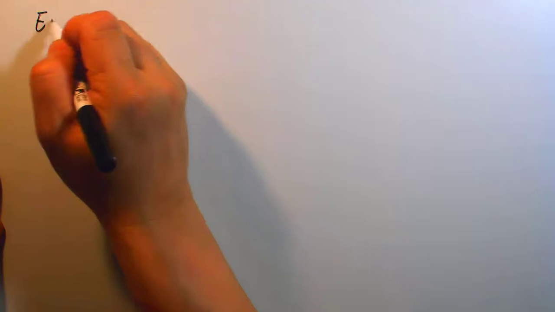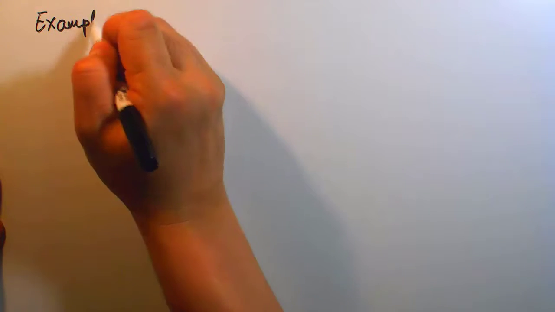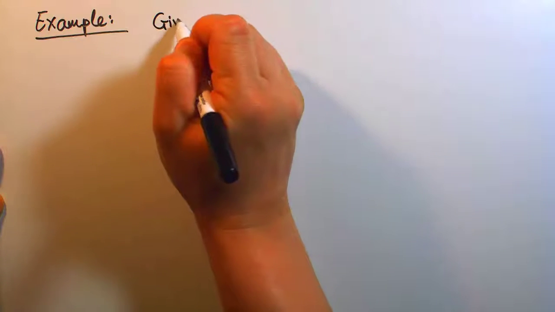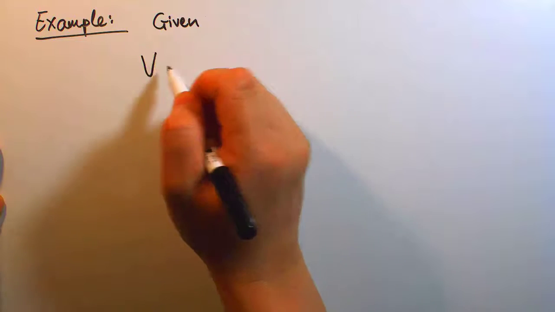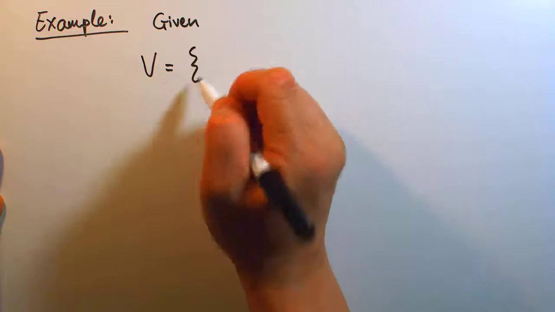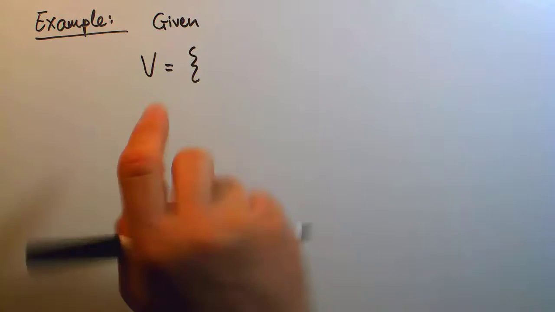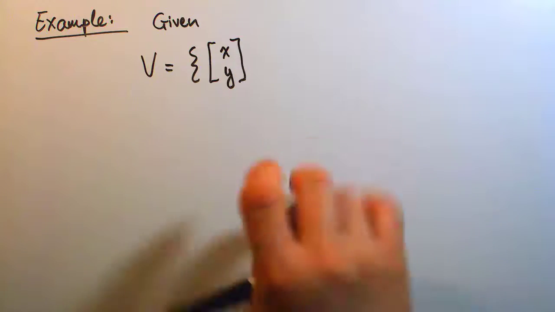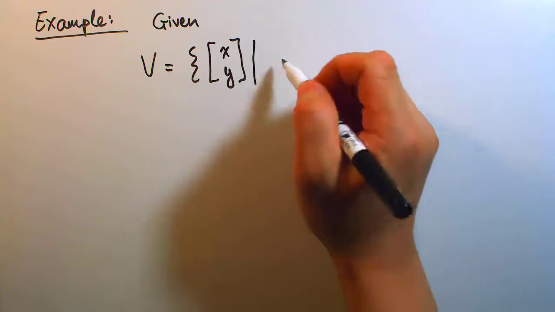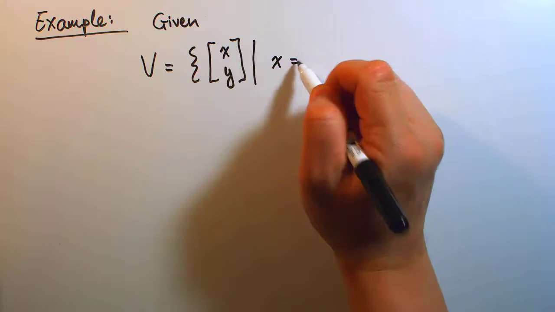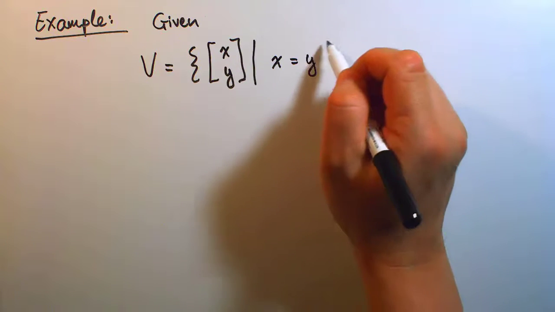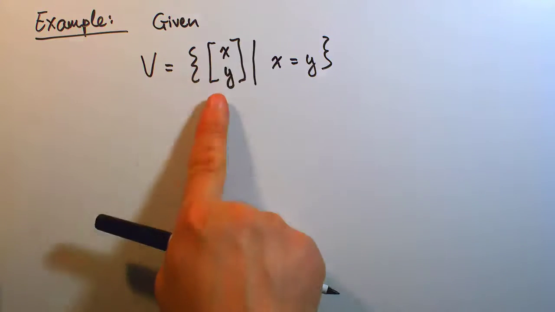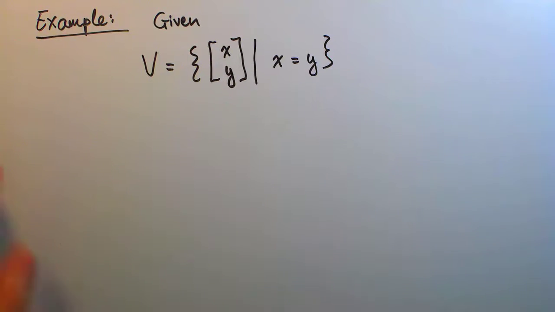So as an example, let's say we are given a set of vectors V. From the very beginning, it's simply just a set of vectors. V is a set of vectors in R2. It's a set of vectors such that component 1 equals component 2. Or you can understand that it's the vectors with two components where they equal each other.